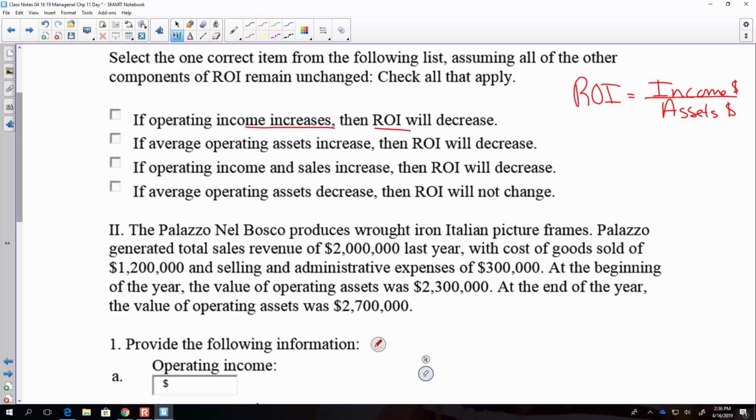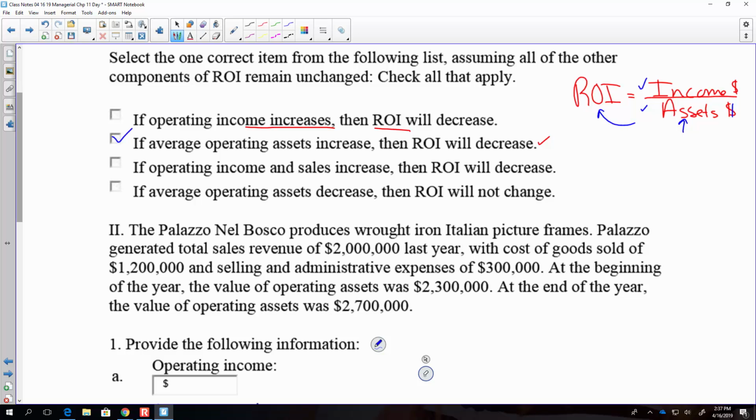Now I know these are average operating assets. So if my bottom number goes up, what will that do to my return on investment? So I'm at this one now. If this number is going up, what does that do to my ROI? If the bottom number is bigger, it will decrease. Very good. So this is true. Here again on the test, it's a very tricky question, but you need to know how the income and the assets affect return on investment.